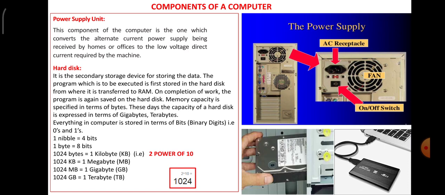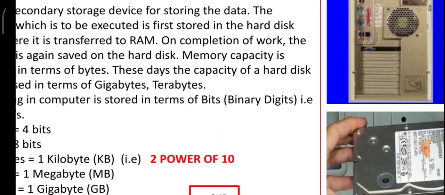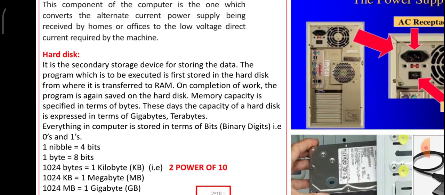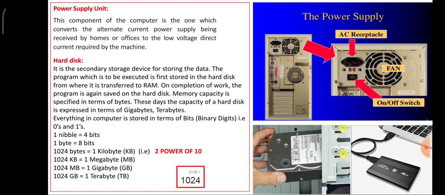Hard disk, as it is clearly given to you, and how the binary digits, everything in computer is stored in terms of bits. Bits stands for binary digits. Now that bit, BI, is taken from the first 2 letters of binary digit. This BI, first 2 letters, and last 2 letters in digits is collectively called as bits. Bits is either in the form of 0 or 1.